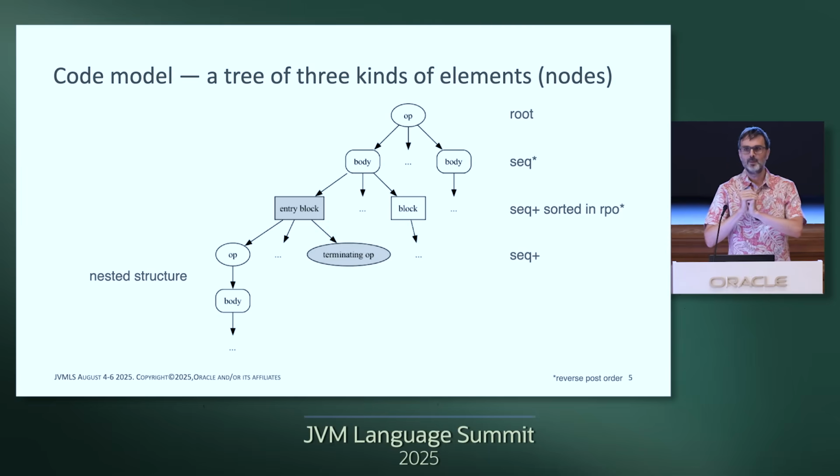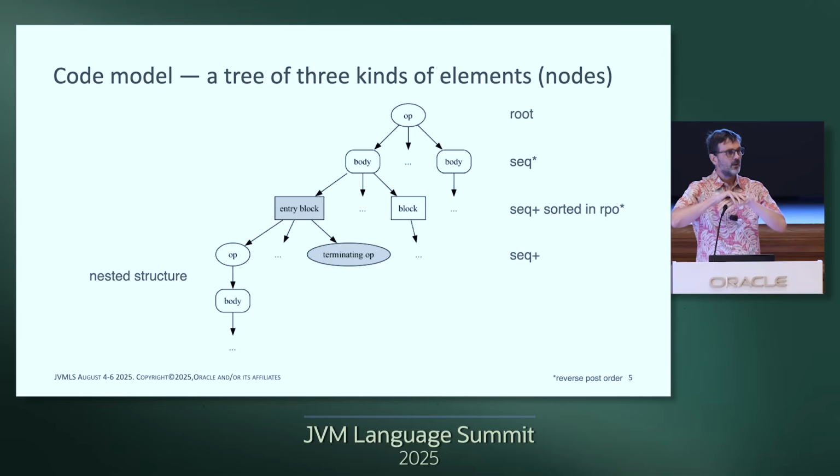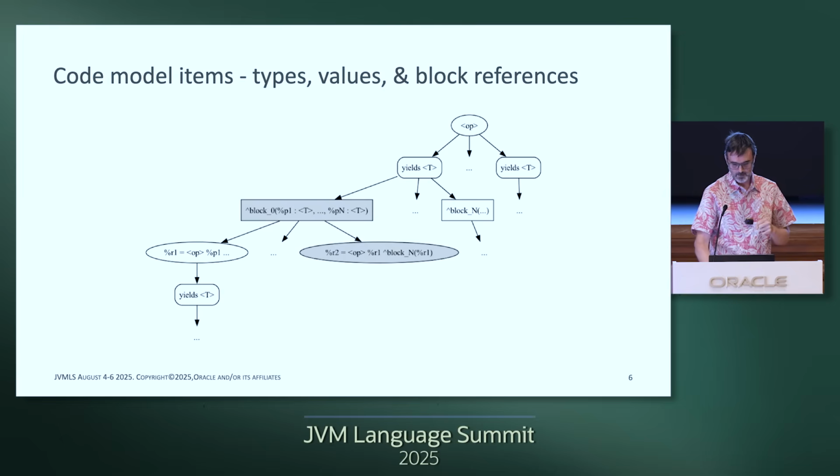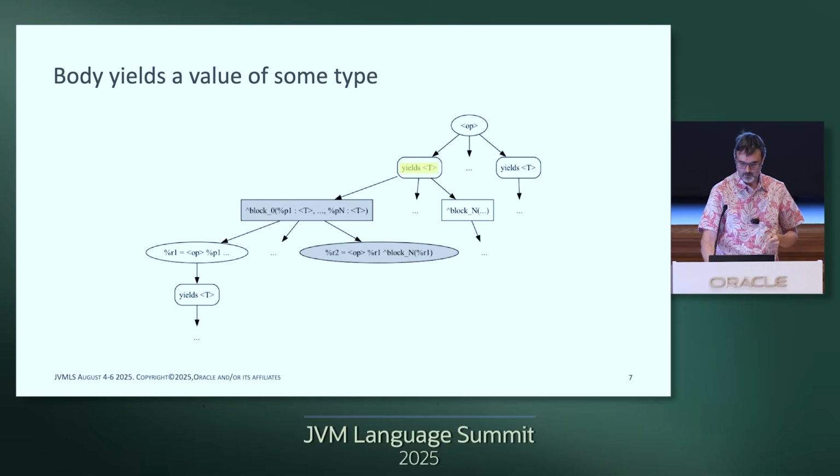Now, some of this may be familiar to C2 engineers a little bit with the basic blocks, but you notice it nests. And that gives us the power of modeling structured code in Java. There are also 2 interesting nodes in here. One is referred to as the entry block. That's the start of the sequence in the body. And one of the operations is called the terminating op, which is the end of the sequence of operations. We can provide a bit of color on what the tree will contain. So the body yields a value of some type.